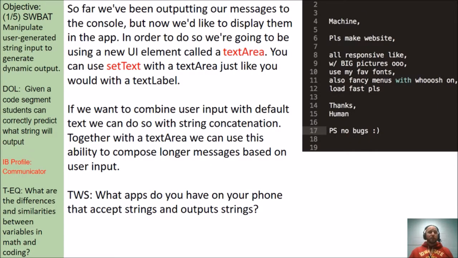It says here, so far we've been outputting our messages to the console, but now we'd like to display them in the app. So in order to do so, we're going to be using a new UI element called a text area. So you can use setText with a text area just like you would with the text label. If we want to combine user input with default text, we can do so with string concatenation. Together with the text area, we can use this ability to compose longer messages based on user input.